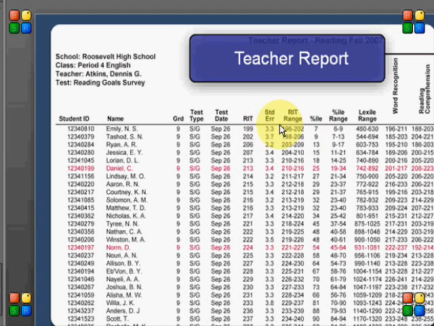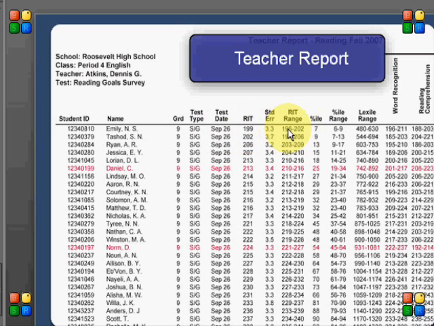Standard error you can think of like I talked about standard deviation. Standard error means that if I'm estimating 199 to be this student's RIT score, the standard or typical error that I'm making is about a 3-point error. And sometimes we extend that standard error above, or 1 standard error above and below the score.